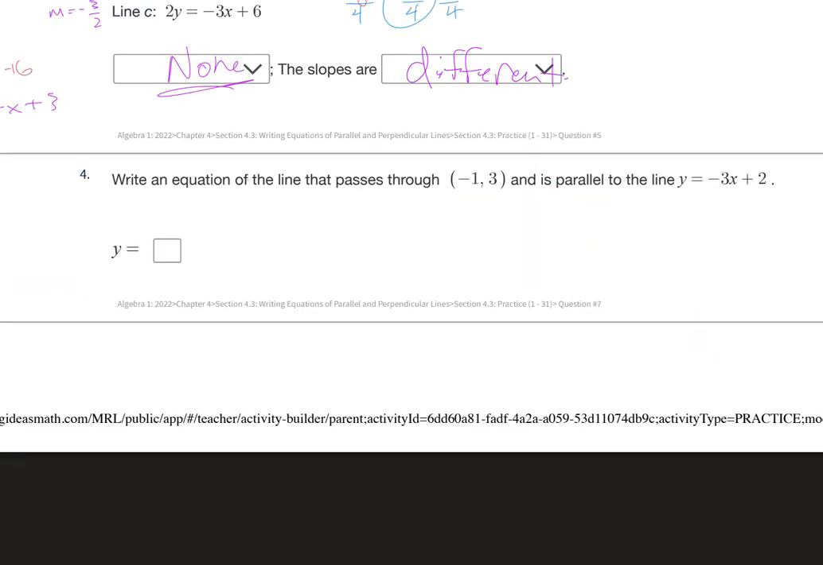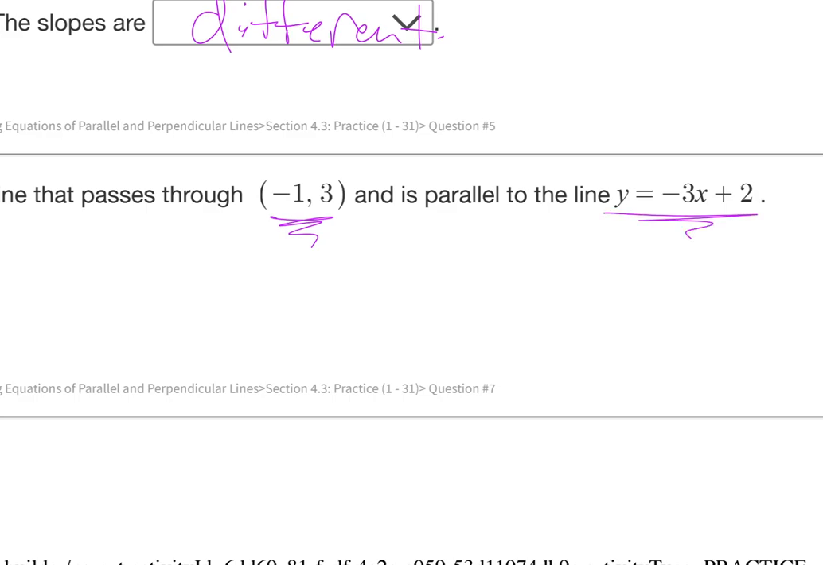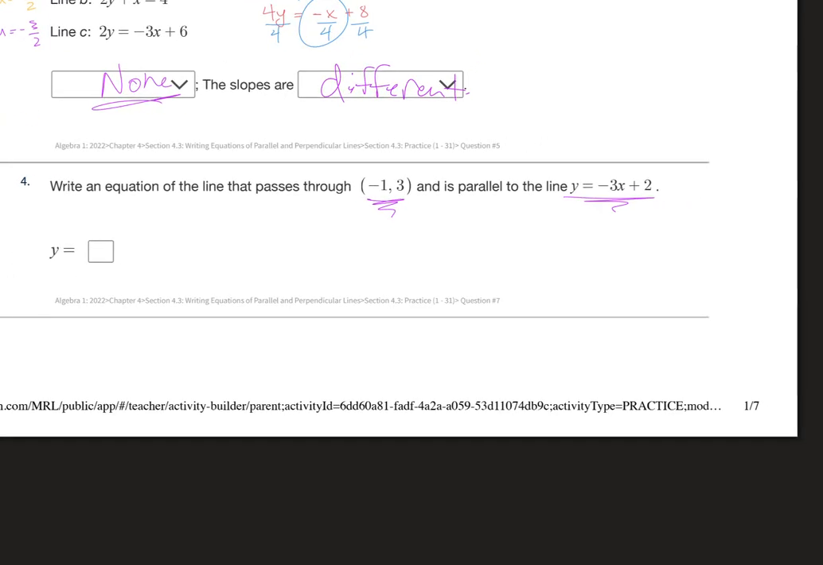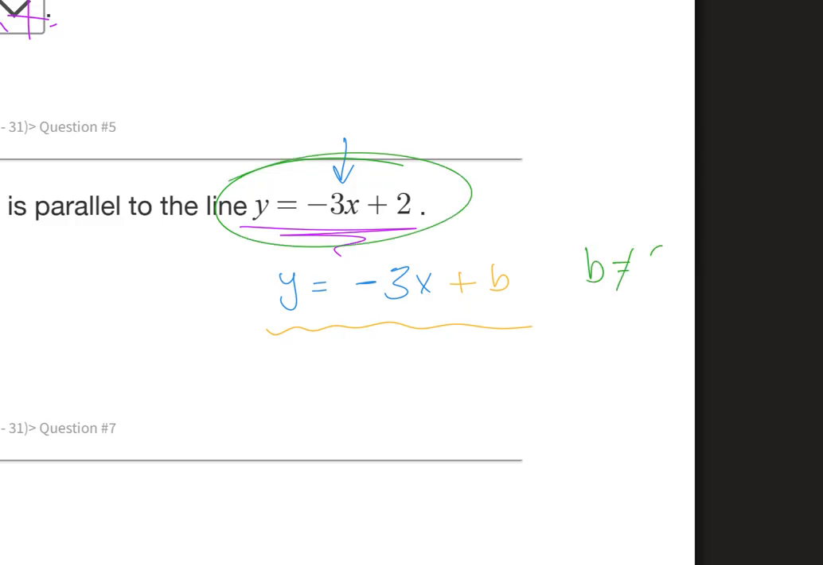Write an equation of the line that passes through this exact point and is parallel to this exact line. Okay. We did one in class today where I gave the equation like here. Let's do it for this one. Here's the slope of that line. So here is an equation of a parallel line. This line is parallel to this line as long as b does not equal 2. That 2 in particular. Why? Because if it was that 2, then this line would not be parallel. It would be the exact same line, right?